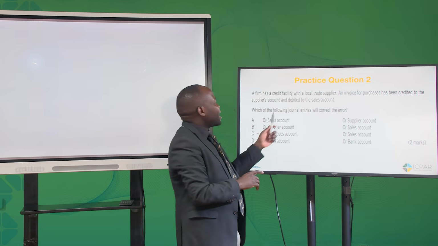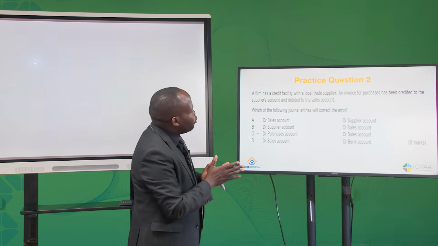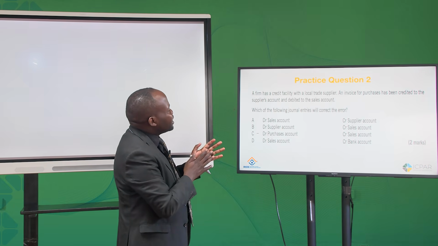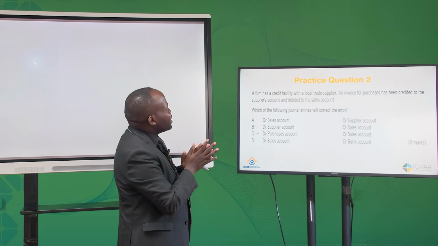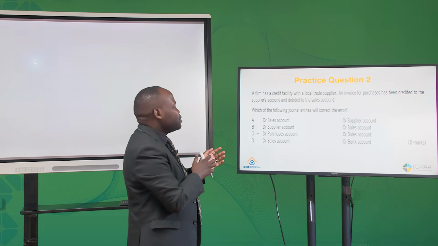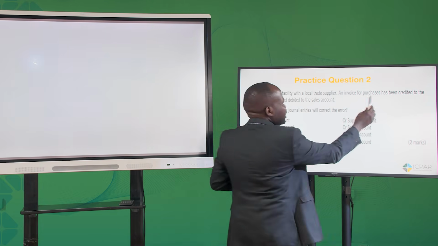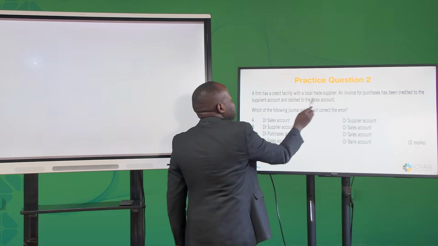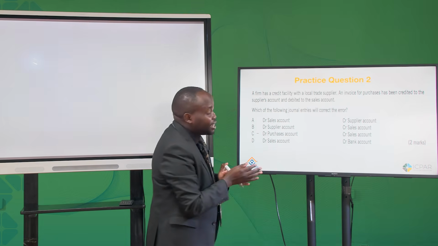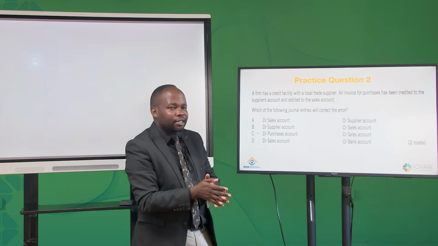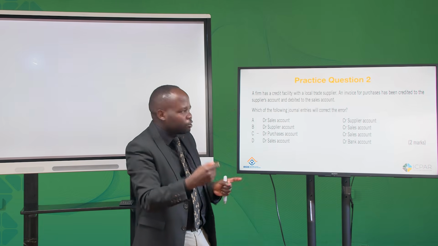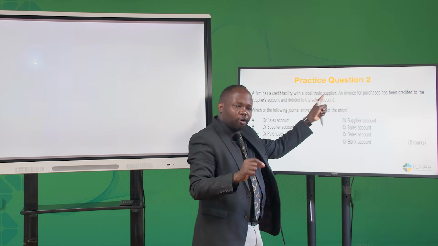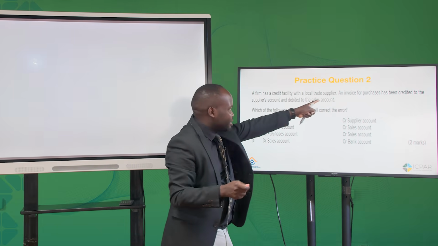A firm has a credit facility with a local trader. An invoice for purchases has been credited to the supplier's account and debited to the sales account. This is a wrong entry. So credited to supplier's account and debited to sales account. Remember, in sales account, ideally we should credit. But we credit if it is sales, not purchases. A firm has a credit facility with a local supplier. A local supplier, that is a purchase. It's not a sales.